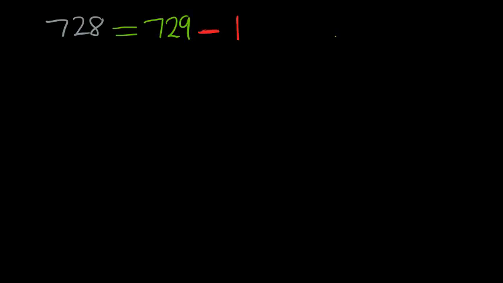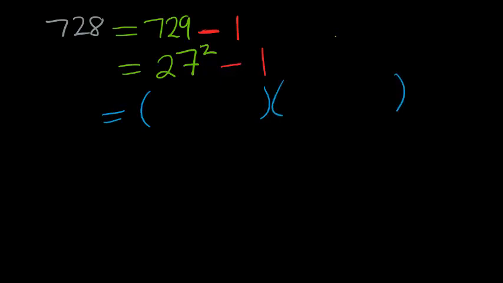Now 729 is a perfect square. It is 27 squared. So 27 squared minus 1. Now I can do a difference of squares, and I can say that I've got 2 brackets, and my 2 brackets are going to have a plus and a minus, and inside my 2 brackets I am going to have 27 on both sides, and I'm going to have 1 on both sides. Fairly simple. So at this point you recognize what we're doing and you are able to continue.